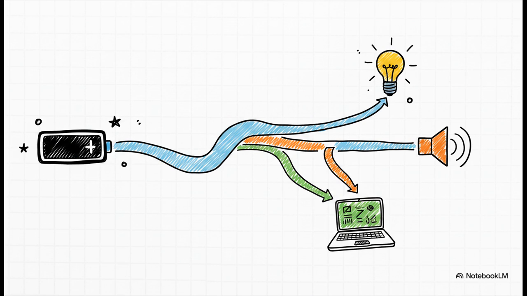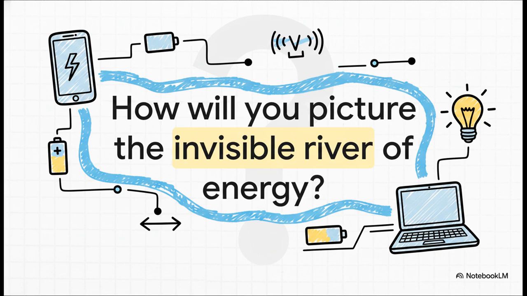A battery provides the push. The electrons flow. And that energy is never lost. It simply transforms from chemical energy in the battery to electrical energy in the wire to the light, sound, and data that enrich our everyday lives. We've unpacked the current, the voltage, and the key characteristics of the battery that make the whole shebang possible.